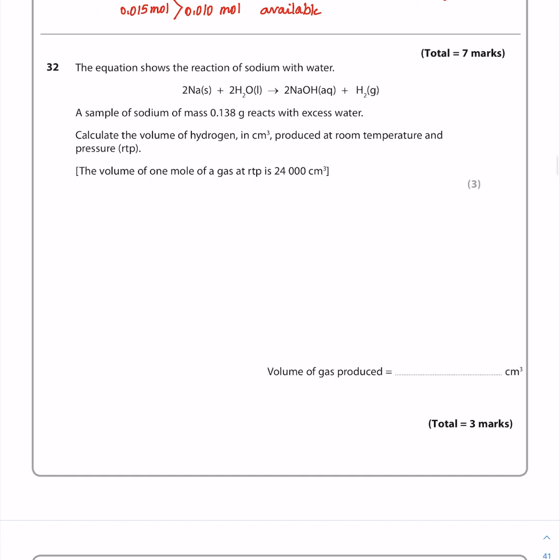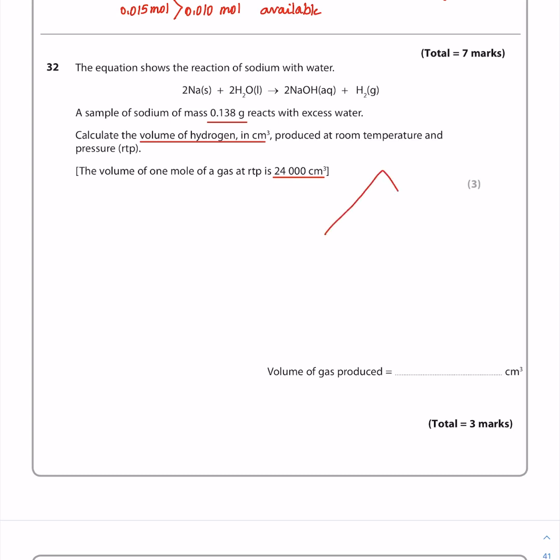Question 32. The equation shows the reaction of sodium with water: 2Na plus 2H2O gives 2NaOH plus H2. A sample of sodium has a mass of 0.138 gram. React with excess water. Calculate the volume of hydrogen gas in cubic centimeter produced at room temperature and pressure. The volume of 1 mole of gas is equal to 24,000.